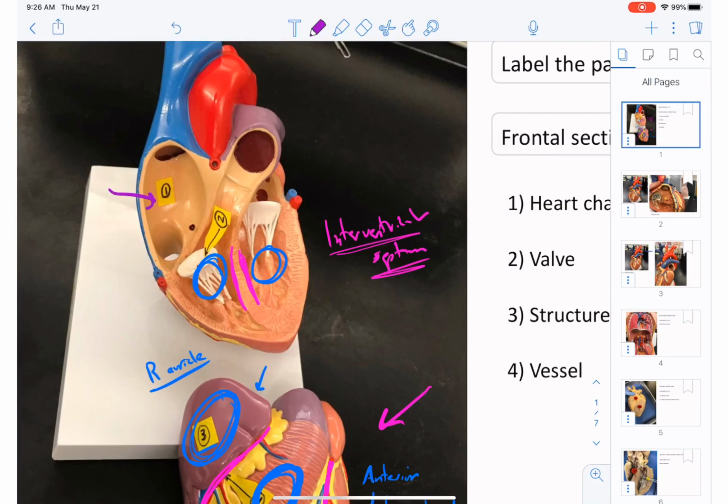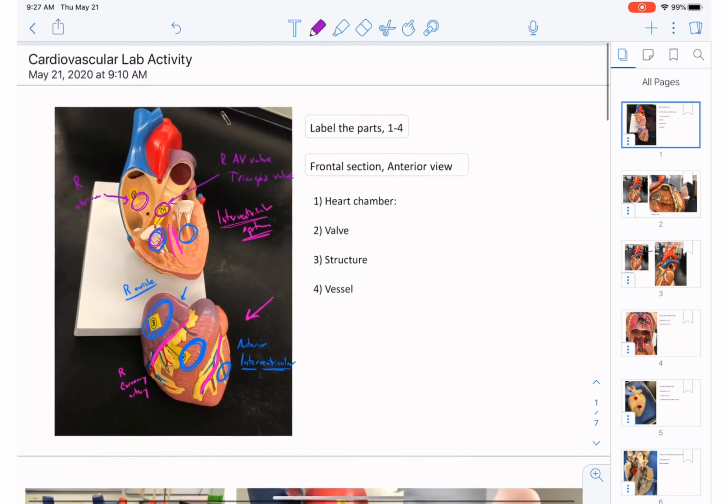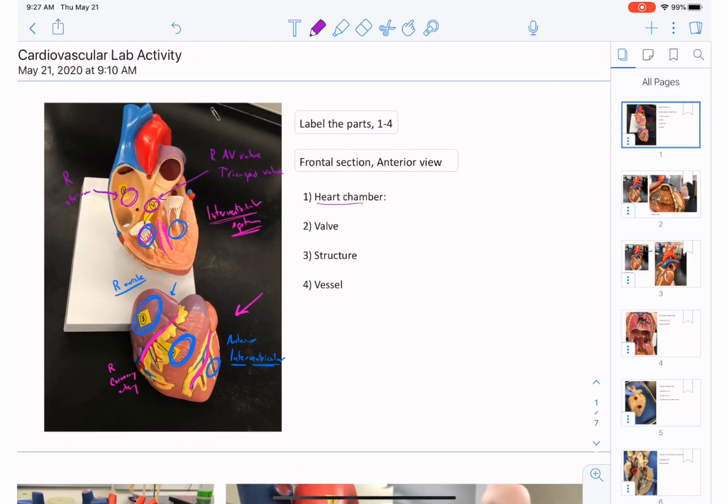What chamber are we going to find above the right ventricle? That's the right atrium. And number 2 represents the valve that's separating the right atrium from the right ventricle. And what is that valve? Well, we can call it the right atrioventricular valve, or we can call it the tricuspid valve. So number 1, the right atrium. Number 2, the tricuspid valve. Number 3, the right auricle. And number 4, the right coronary artery.